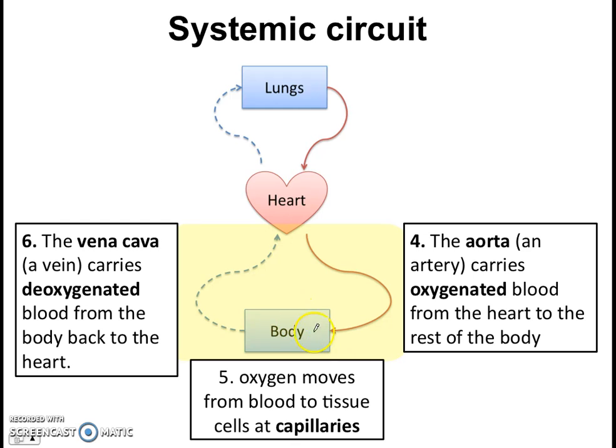Then in the body, in all the tissue cells, oxygen moves from the blood into the tissue cells which need the oxygen. And then carbon dioxide also moves from the tissue cells into the blood to be carried back to the heart. And the vein which carries blood back to the heart is the vena cava. That carries deoxygenated blood from the body back to the heart.